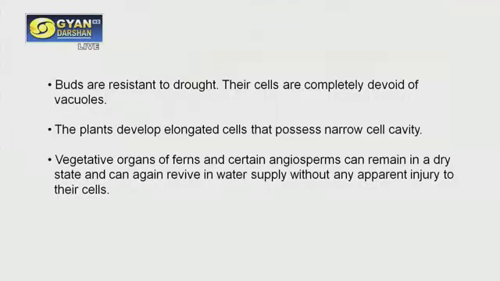Sometimes they might have some perennating structures, dormant structures, which actually help them to tide over adverse conditions. Vegetative organs of ferns and certain angiosperms can remain in a dry state. So they remain in a hibernating condition, and then when again there is a water supply, they revive and they germinate.